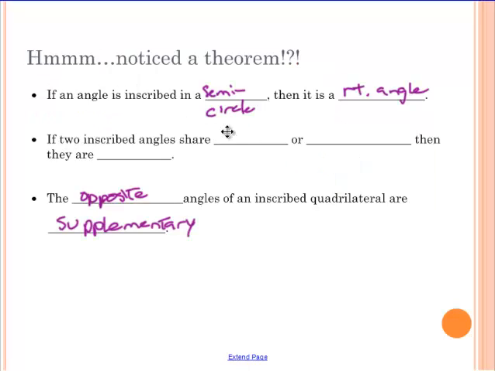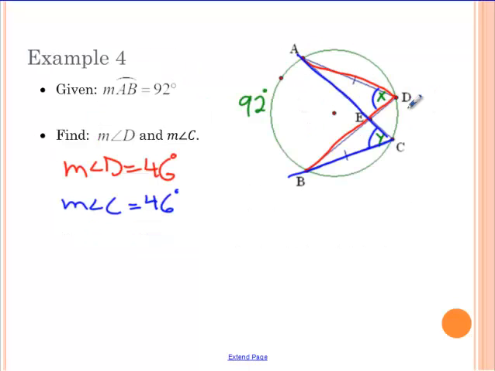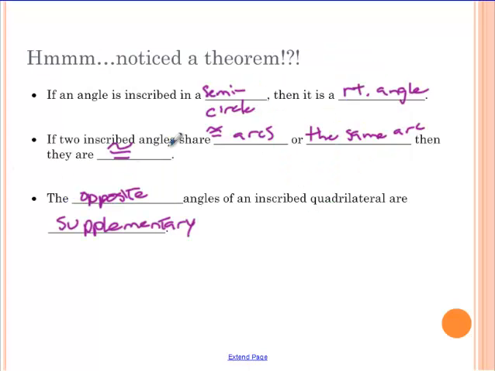In the last one, if two inscribed angles share congruent arcs, or the same arc, then they are also congruent. And we saw that in example 4, where these two, red and blue, shared the same arc, so they were congruent as well.